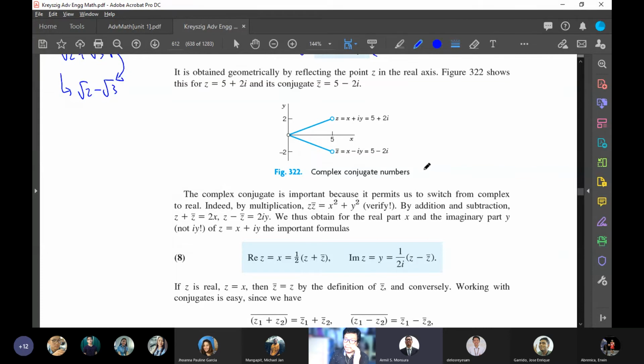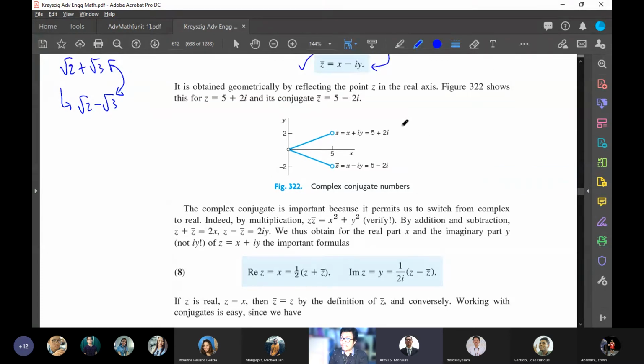Okay, so sige. Lower down your hands. Now, this is how we interpret geometrically the relationship between two conjugate numbers. Basically, a pair of conjugate numbers are a reflection of the number with respect to the real axis. Okay, so this is your real axis. These are your conjugate numbers. So basically, reflection sila of each other with respect to the real axis.